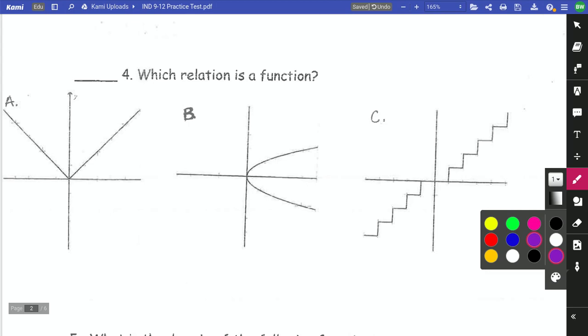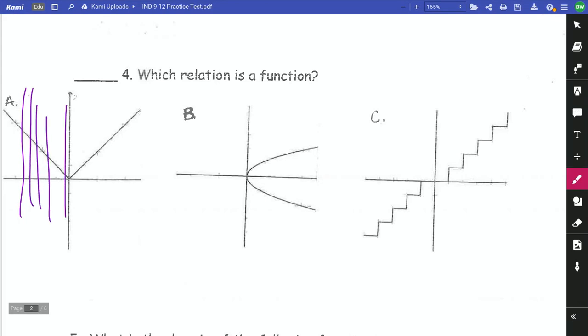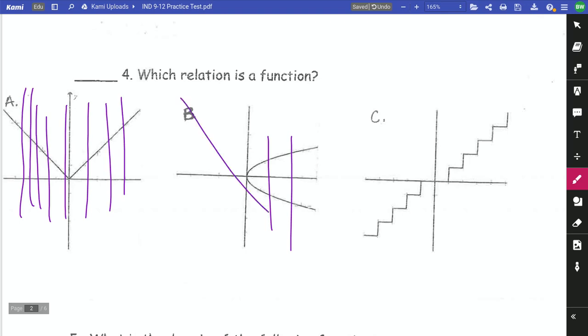It's a function if it passes the vertical line test. So it's a function if you cannot draw a vertical line that crosses it twice. So the first one, we think, well, every vertical line is only going to cross that once. Looks like it passes. B clearly fails, right? We draw a vertical line, we quickly find vertical lines that cross it twice.